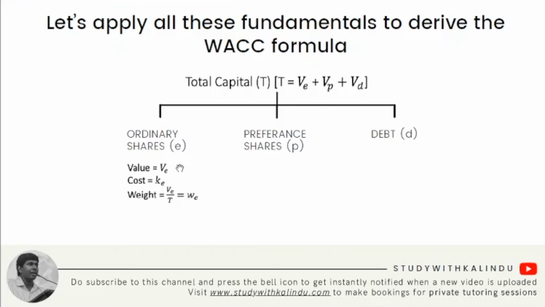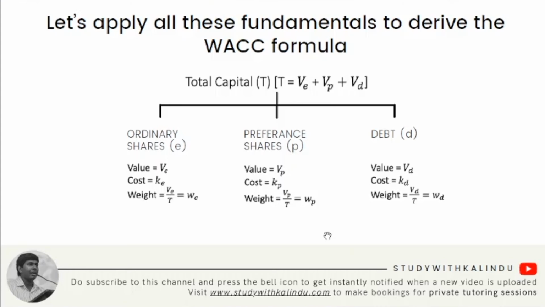For ordinary shares, we assign the value to be VE, the cost to be KE. Therefore, the weight is your VE divided by T. The weight of ordinary shares would be the value of ordinary shares divided by the company's total capital. So VE divided by T is your WE. WE is the weight of ordinary shares. Similarly, you can have the notations for preference shares: VP, KP and WP, and for debt: VD, KD and WD.